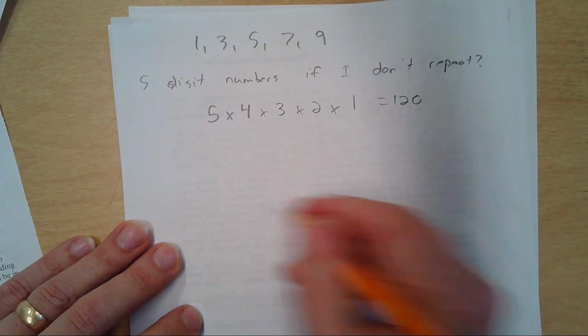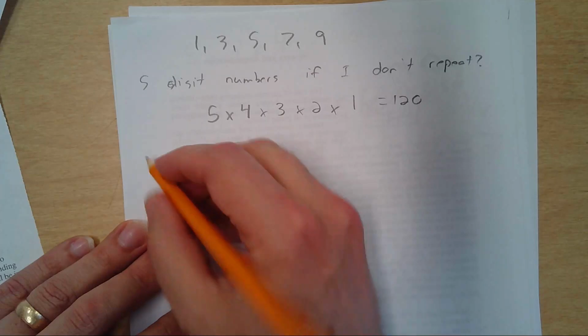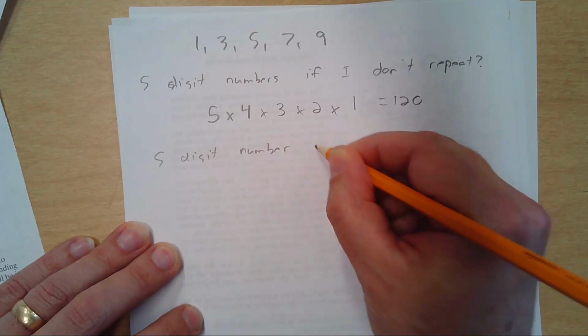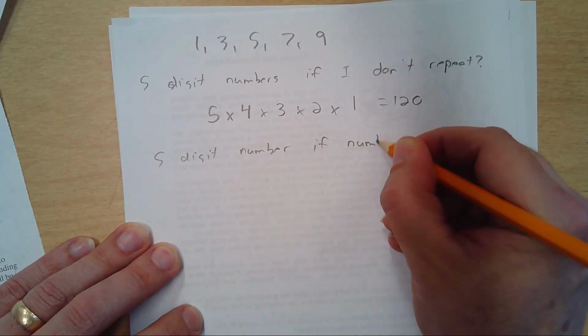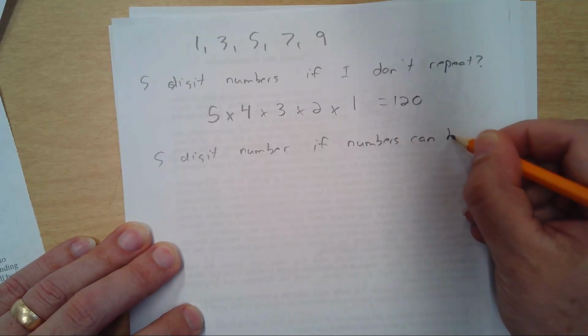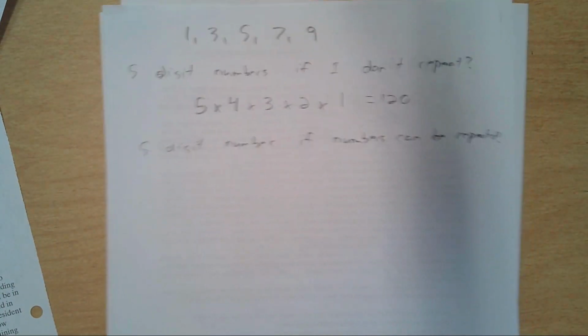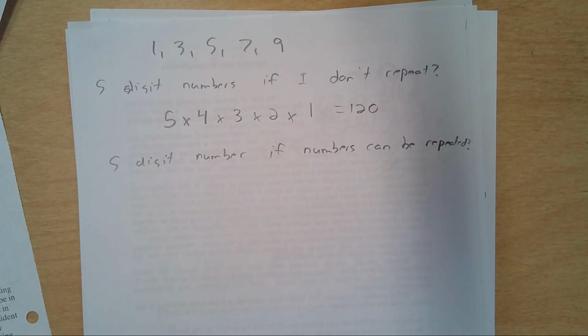Now, let me ask you this. Same thing, 1, 3, 5, 7, 9, 5-digit number, if numbers can be repeated. Good question. Now, how many choices do I have here? So I'm saying like 1, 1, 1, 1, 1. Could be 1. Let me ask you this. The first digit, and I'm saying you can repeat as many numbers as you want here.